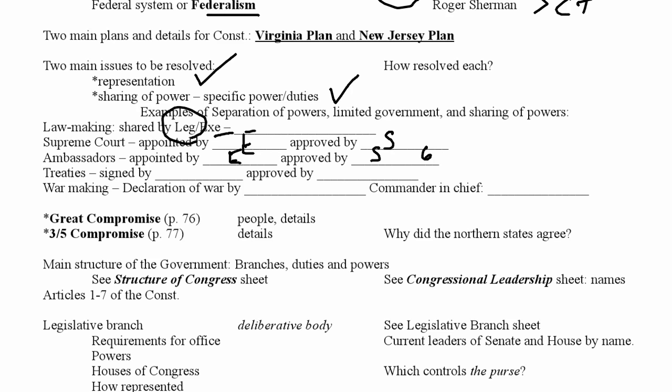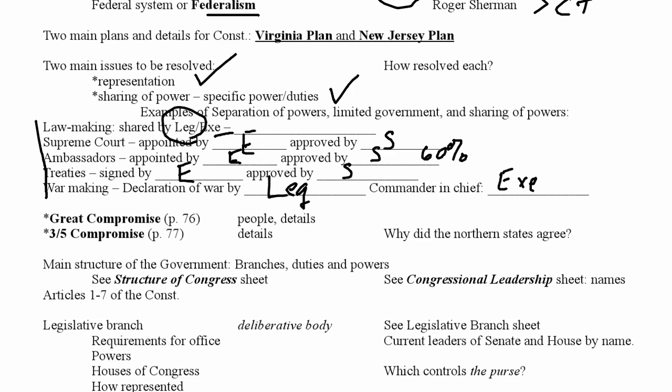They need 60%. The treaties are signed by the executive, but they're approved by the Senate. War-making, declaration of war, is by the legislative branch, but the commander-in-chief is the executive branch. Those are good ways of showing power sharing and separation of powers.